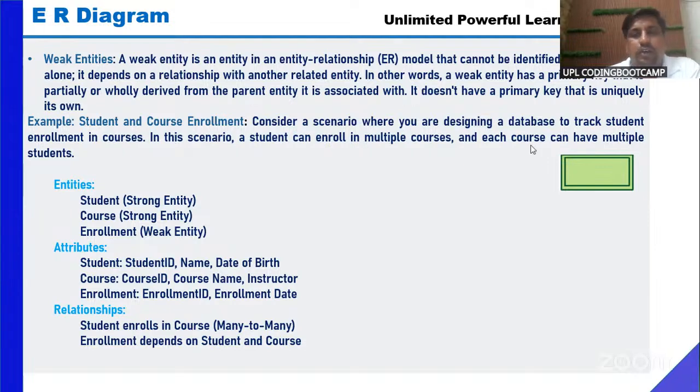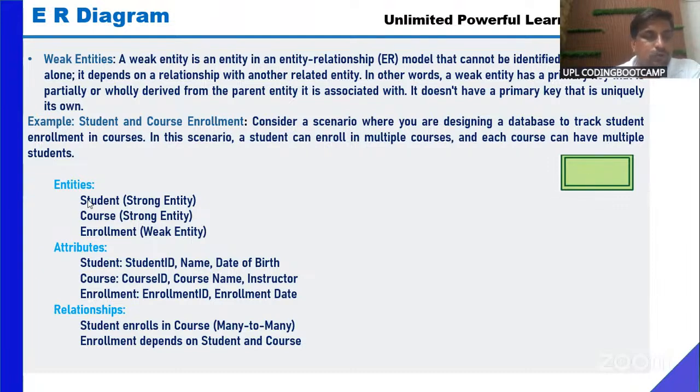So let us see here, there is one scenario I have taken. Student and course enrollment. For a particular college or university, you assume that there is a student. It is a strong entity because it is independent. Course is also a strong entity, but enrollment depends on student and course. So that's why it is weak compared to the strong student and course. If student is not there, there is no concept of enrollment. If there is no course, there is no concept of enrollment. Such entities we call weak entities.